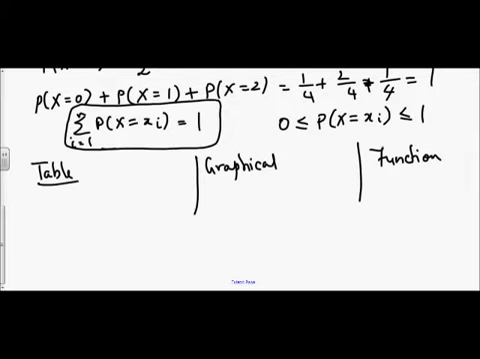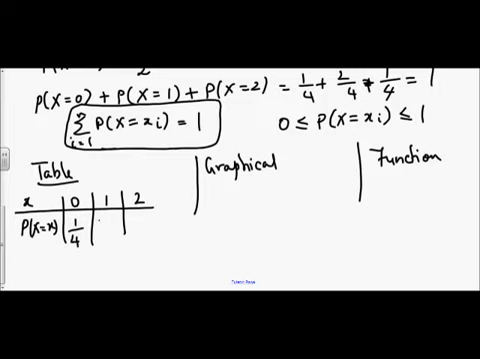In table form, what you do is first make a table with X in the first row and the probabilities in the second row for each X. The X values in this question can be 0, 1 and 2, and the corresponding probabilities that we just found are 1 over 4, 2 over 4 and 1 over 4. You can actually write this as half. It's not a mistake, but I'm just retaining it so that the denominators are the same.